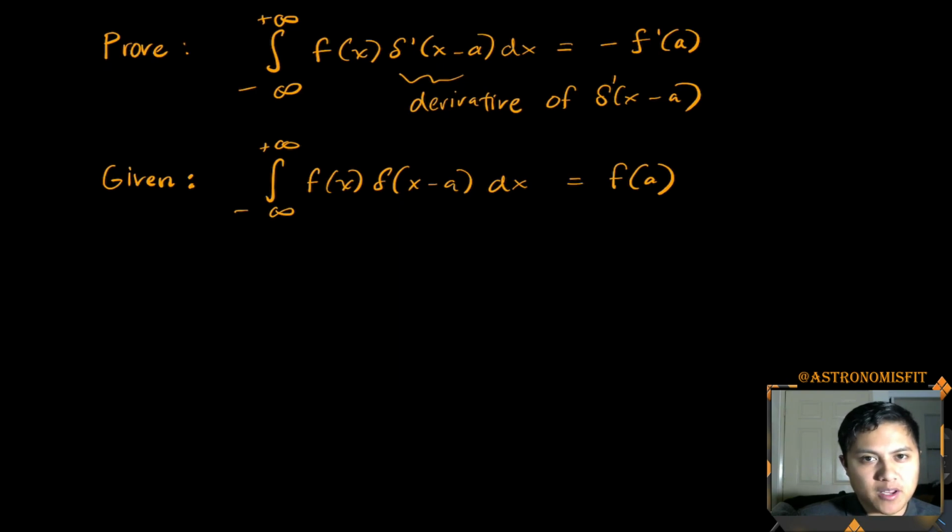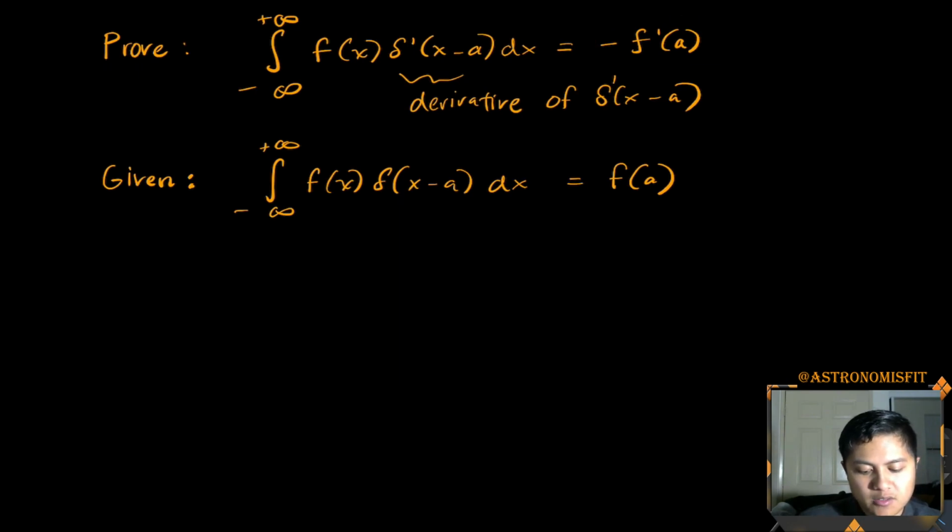I know it's been a while since I made a video, so today we're going to be looking at another property of the Dirac Delta Function. Namely, we're going to be looking at what happens if you try and integrate the derivative of the delta function with a function of x underneath an integral sign. So we're supposed to be getting this negative f prime of a as our result.